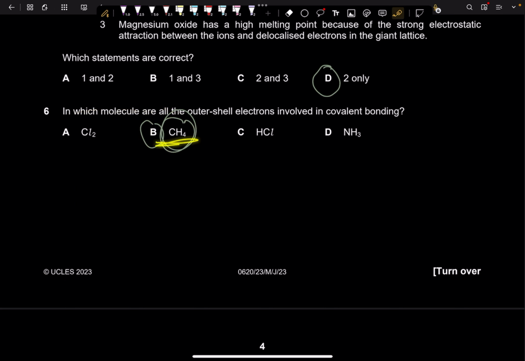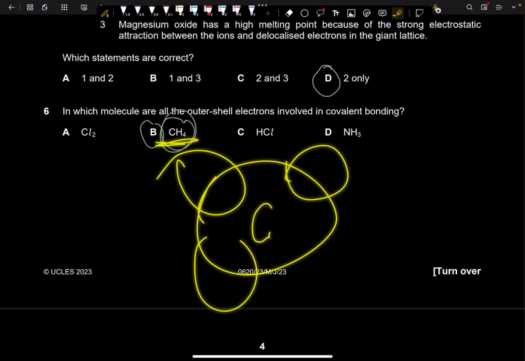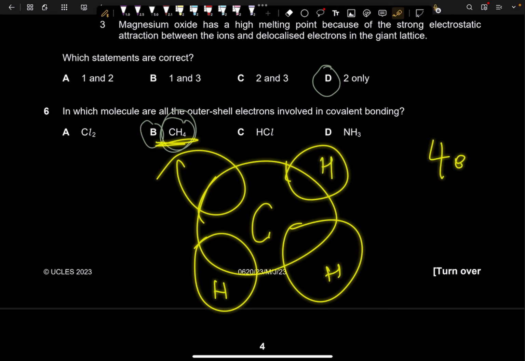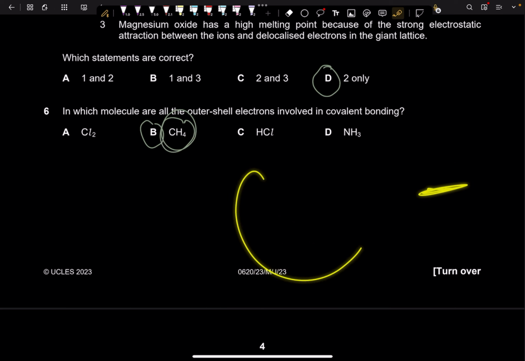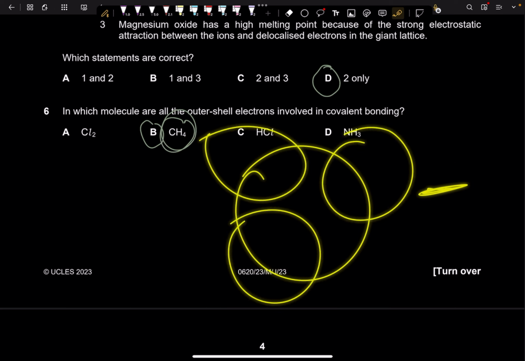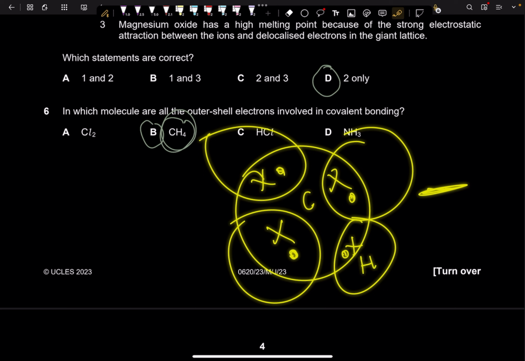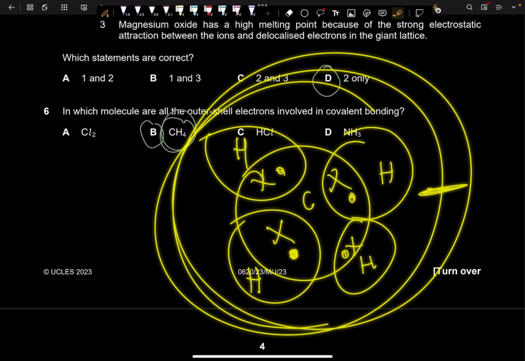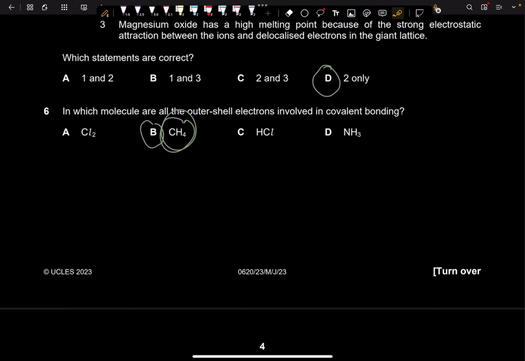Whereas if you look at CH4, this is 1 carbon. These are 4 hydrogens. Carbon has 4 electrons in its outermost shell, and all those 4 electrons are involved in covalent bonding. This is carbon. This is the first electron, second, third, and fourth. And hydrogen also has 1 electron, and all electrons of hydrogen are also involved in covalent bonding. Hence, there is no unbonded electron in this structure. Okay? Let's move on.